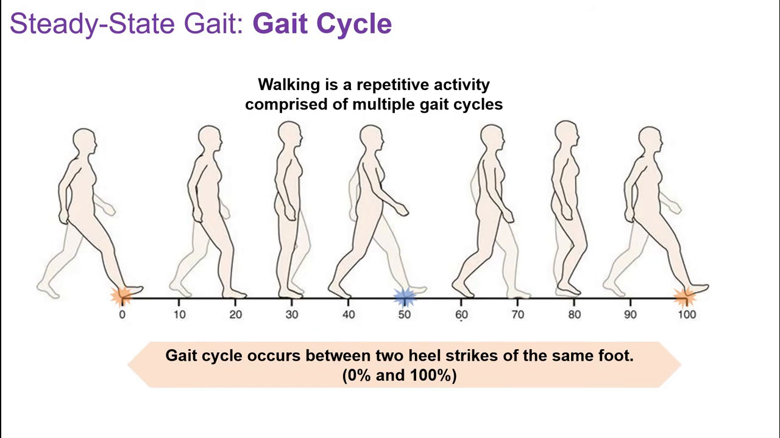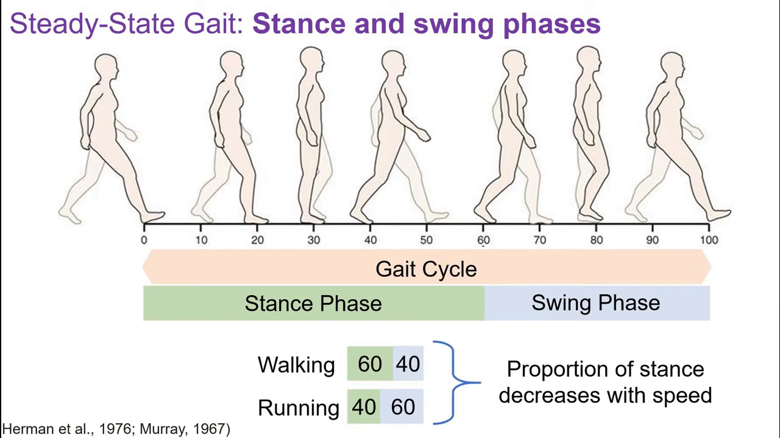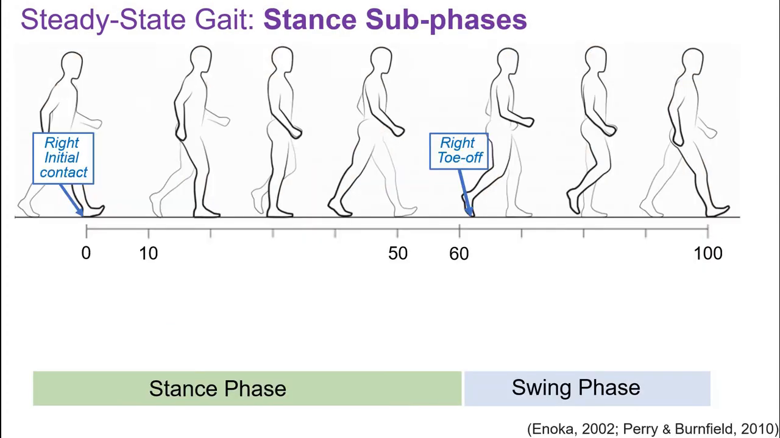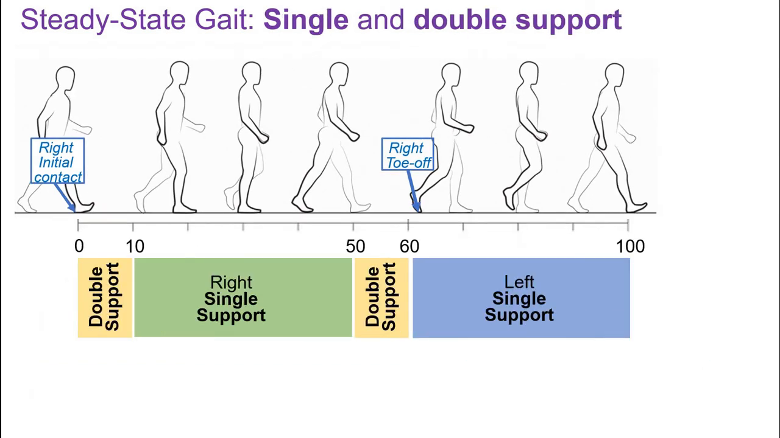So, here we have the walking gait cycle, typically considered as occurring between consecutive heel strikes of the right foot. Here we have the distinction between stance and swing phase, and as you recall from last semester, we see that the proportion of time spent in double support is decreasing with walking velocity. Here we have the terminology that's frequently used to identify the different subphases of the gait cycle. And here we see the distinction between double support phase and single support phase.